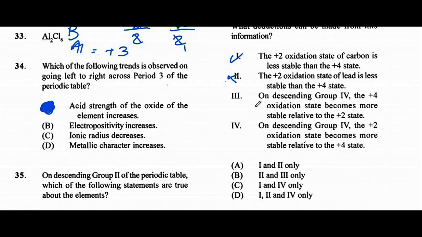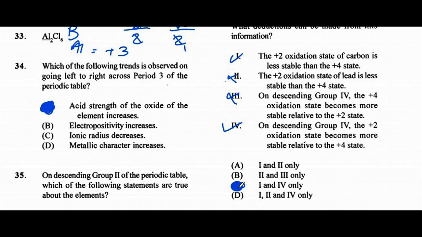On descending group 4, the +4 oxidation state becomes more stable relative to the +2, and that's not true. It's the opposite rather. On descending group 4, the +2 oxidation state becomes more stable relative to the +4. So I believe that is what this says. Yes, what I just said is what this says. So 1 and 4. Answer for this is C. I pray. 37 is C.